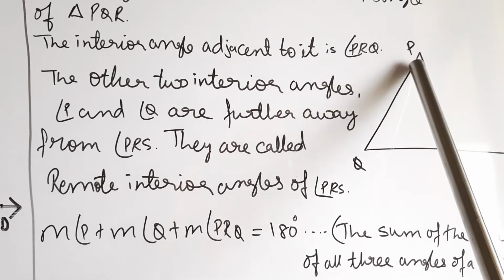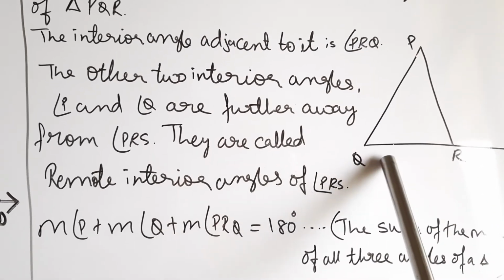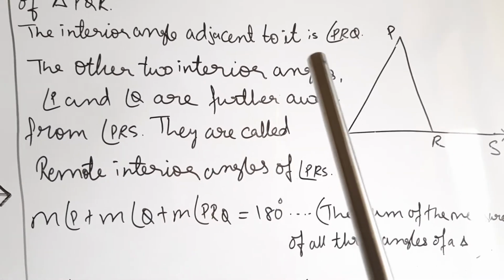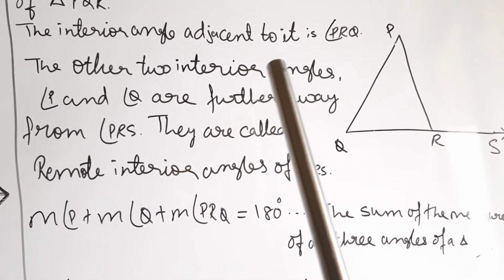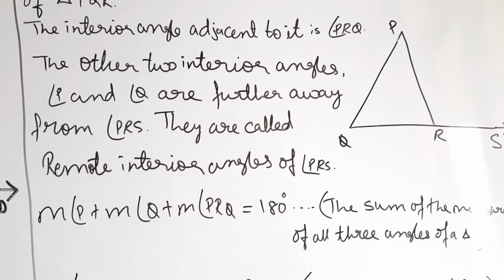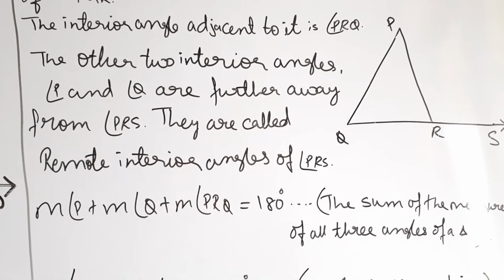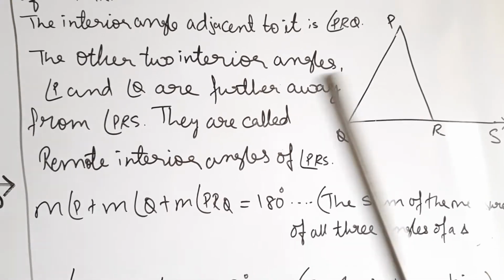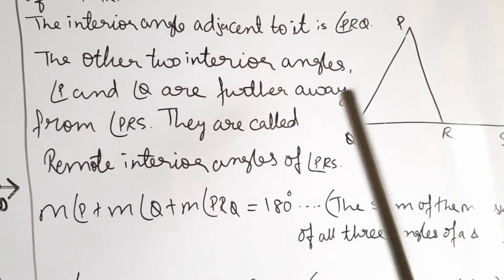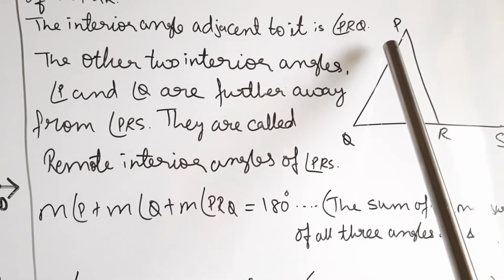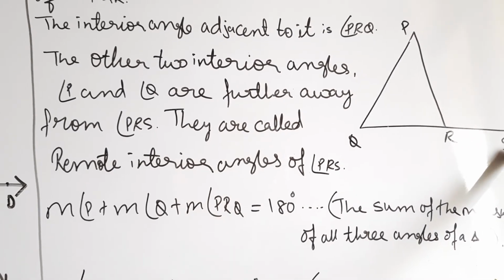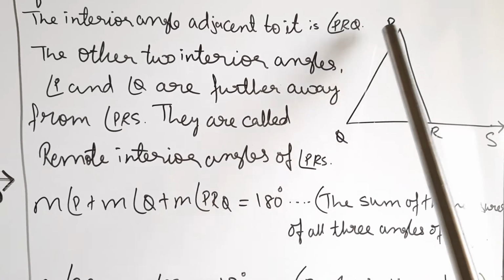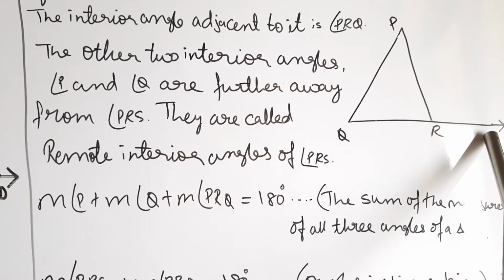So they are called remote interior angles of angle PRS. What is remote means inside. Remote villages means village where you have to go literally inside, where there is not much transport available. So remote means very much inside. So angle P and angle Q are far away from angle PRS. That is why they are remote interior angles of angle PRS.